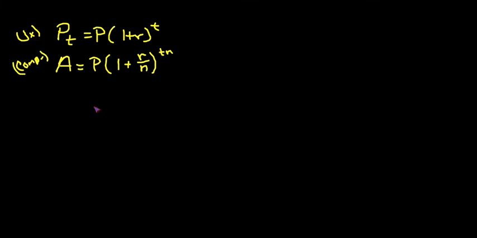Now, let's take that to the extreme. Well, actually, we should look at one other thing first. The n value here is the number of times that the compounding happens. So if it's quarterly, n would be 4. If it's monthly, n would be 12, and so on. All right, like I said, let's take this one step further.